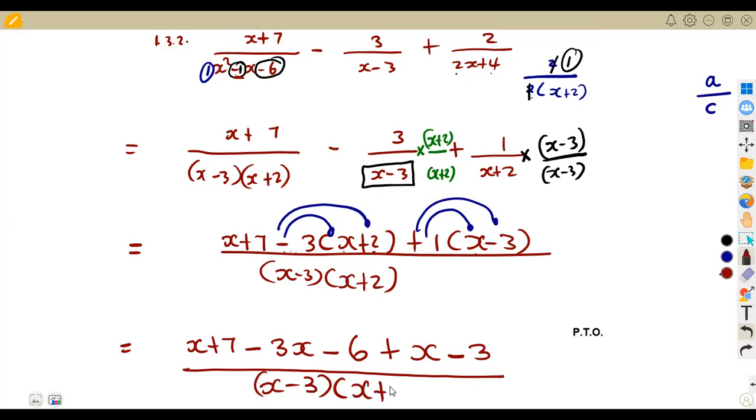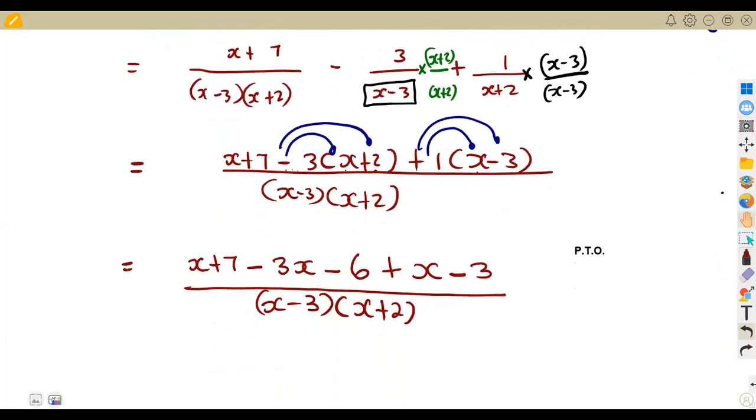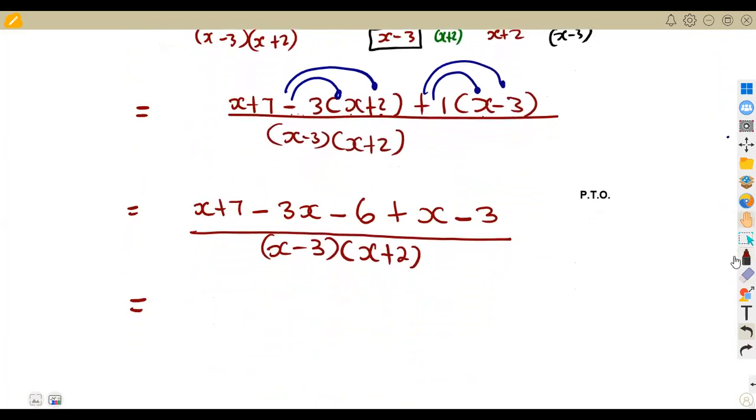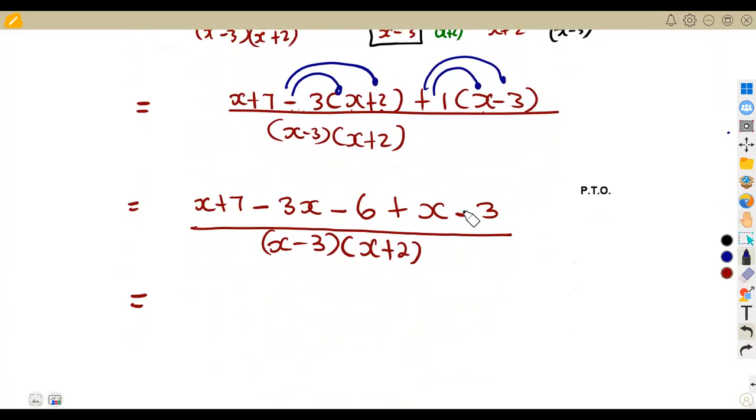into x plus 2. So there, guys, you can collect your like terms. Remember, we talked about the issue of like terms. So here, I'm going to consider x. Here, there's a 1. All right. Here, there's a minus 3. And here, there's a 1. So I'm adding 1 minus 3 plus 1, of which you can just do that on your calculator.